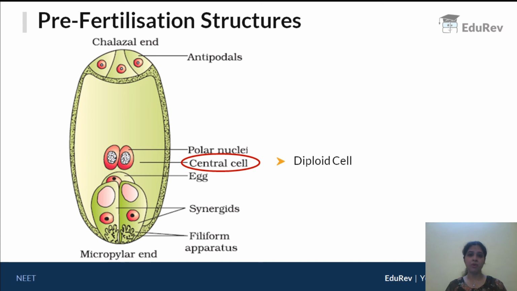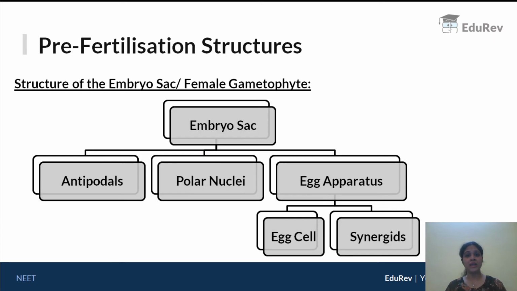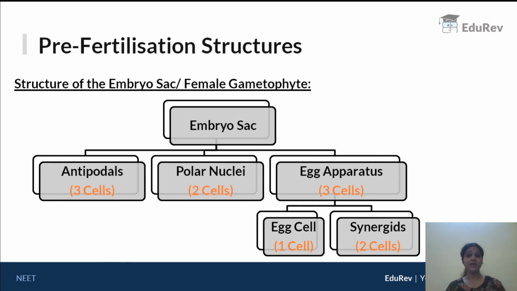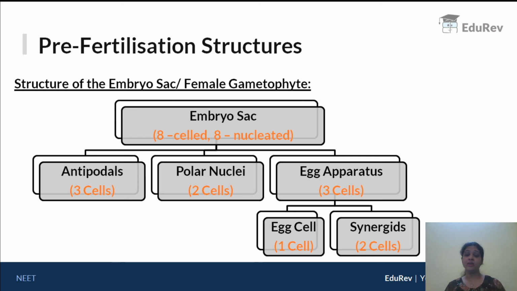Now, let's go through some important points with regards to the embryo sac. Okay, so the embryo sac, also called the female gametophyte. So remember, gametophyte is something that houses the gamete, so it houses the egg cell as we have studied. Now the embryo sac we know is made up of these three types of cells. Now let's count the number of cells present within them. You have three antipodals, you have two polar nuclei, you have three cells in the egg apparatus, that is one egg cell plus two synergids, which means technically speaking the embryo sac is 8-celled and 8-nucleated, provided that all these nuclei are going to be haploid.